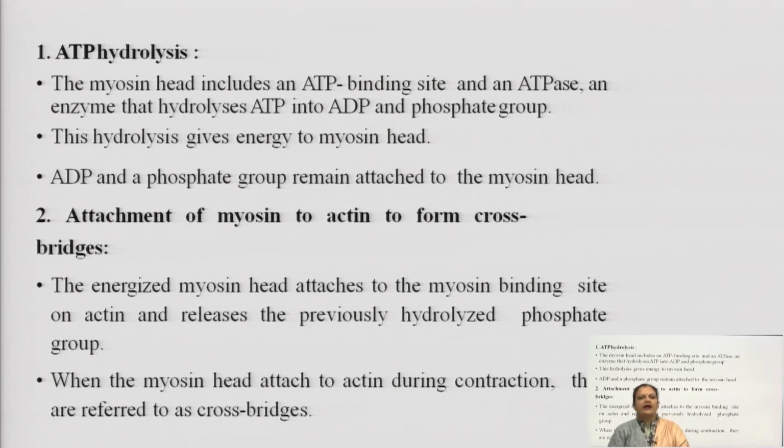When the myosin head attaches to the actin protein during contraction, they are referred to as a cross bridge. Why? Because you will see here a cross bridge like structure is formed. Above is the actin thin filament, and just beneath this layer is the thick myosin layer.